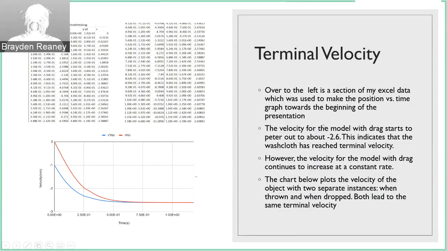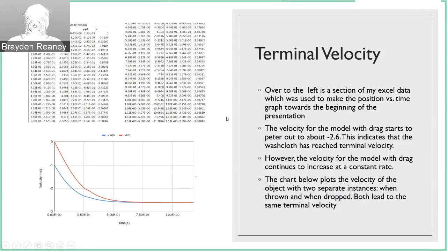And the velocity for the model with drag starts to reach negative 2.6. As you can see here, it's very similar throughout. It picks up, but then it starts to slow down and starts to reach a terminal velocity, you can call it. But the other graph that has no drag just continues to build and build and build all the way up to negative 11 meters per second. And that's because there is no countering force, and it will continue to build indefinitely at a constant rate.